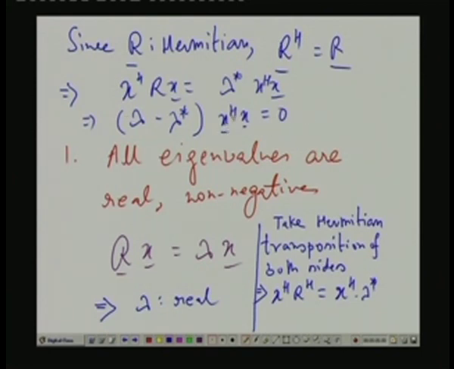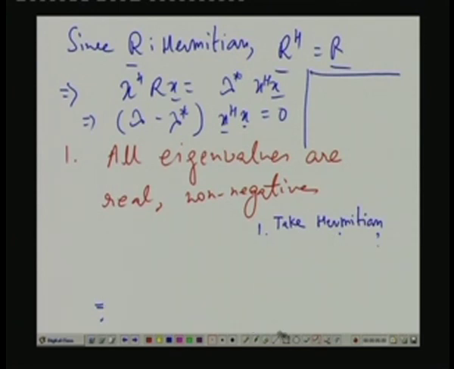R x is lambda x. So, you get this, put lambda x here, take lambda outside. So, x Hermitian x, here also x Hermitian x, take that common, lambda minus lambda star. Now, x Hermitian x is what? What is x Hermitian x?